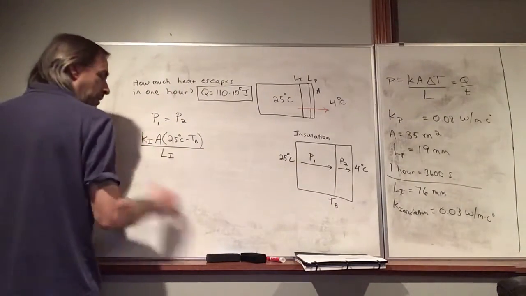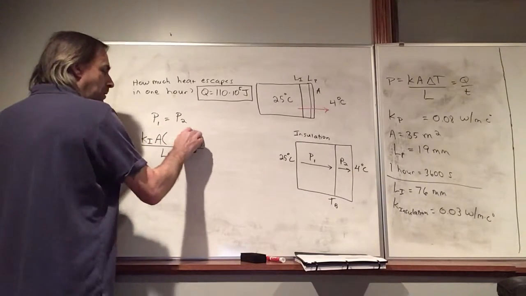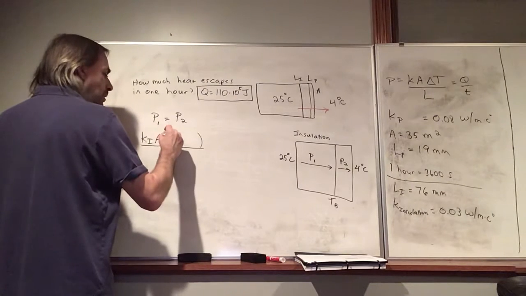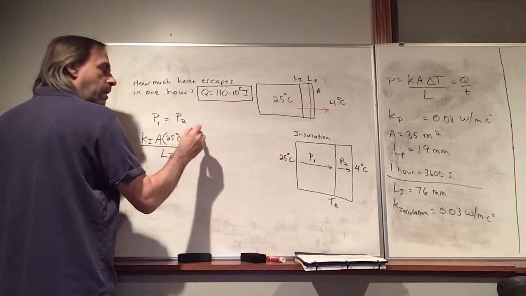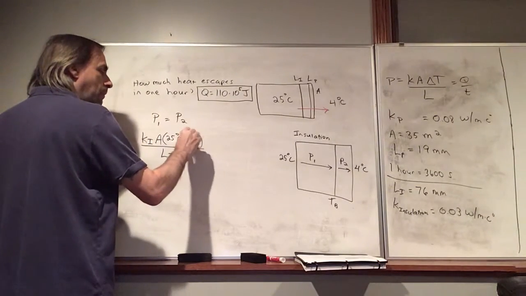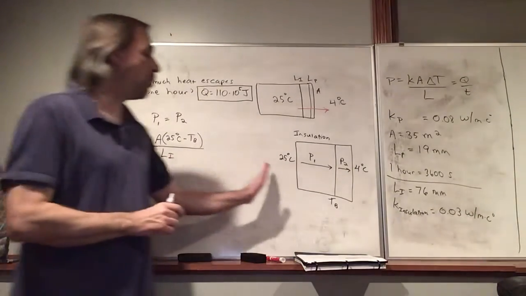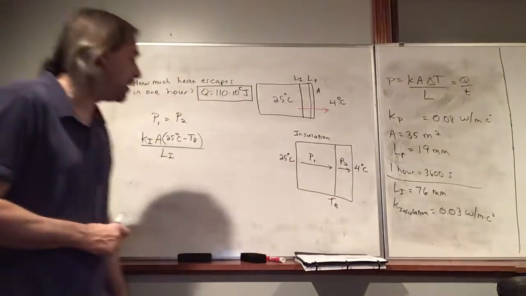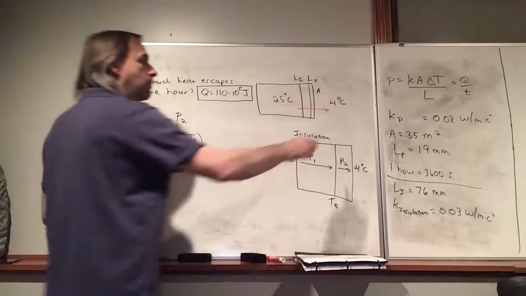Oh, sorry. Oh no, that was right. I was getting these kind of mixed up, which layers we're actually talking about. Okay. So again, just layer 1, delta T is 25 minus TB, and layer 1 is insulation.